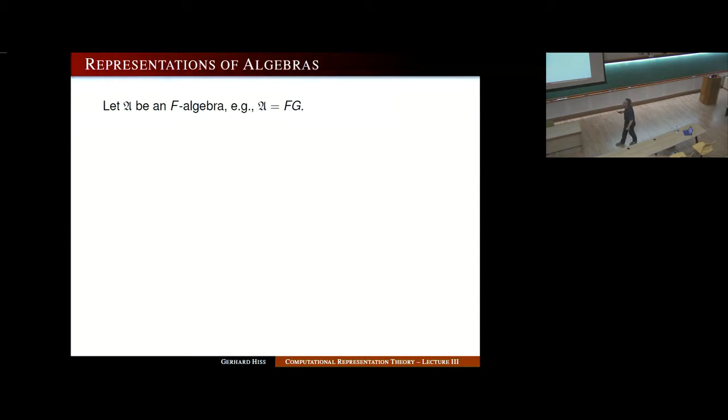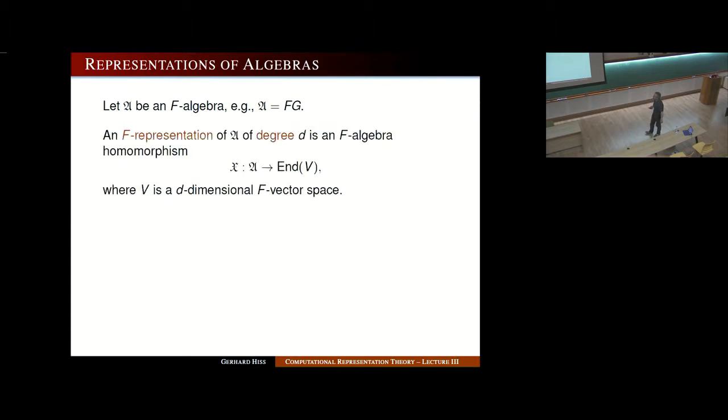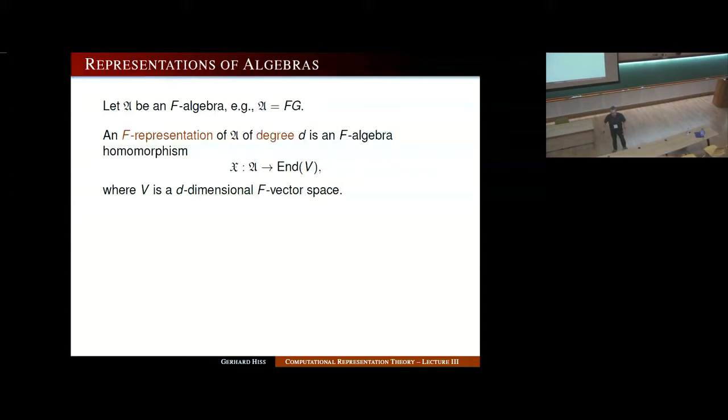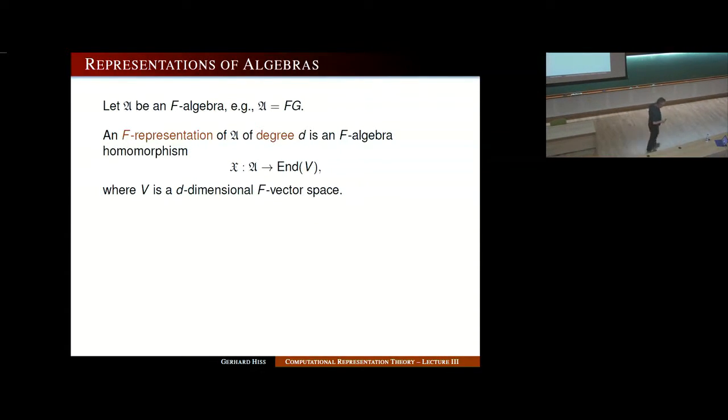Okay. So now an F representation of this algebra is just an F algebra homomorphism from A into this concrete object, namely the ring of endomorphisms of a finite dimensional vector space. A linear F representation of an algebra.